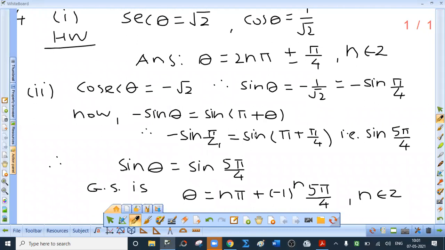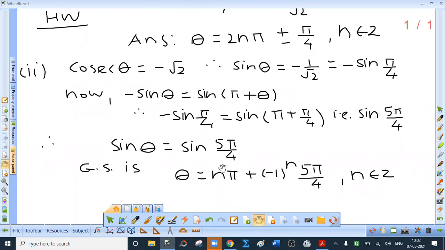Now theta is pi by 4, and therefore I can say the given equation is sine theta equal to sine of what? Pi plus pi by 4 is 5 pi by 4. Of course, we have to say the general solution of sine theta equal to sine alpha is theta equal to n pi plus minus 1 raised to n alpha. I have directly written the value of alpha. So what is the answer here? Theta equal to n pi plus minus 1 raised to n 5 pi by 4, where n is an integer. It is better if you put this in brackets.